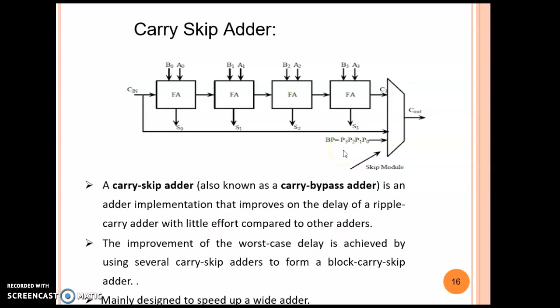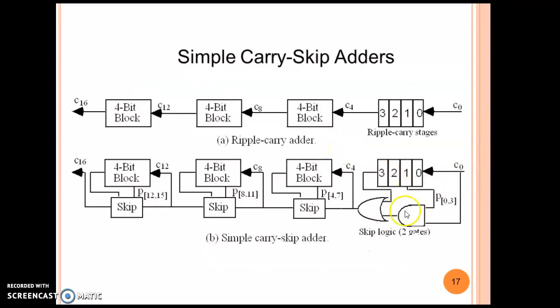So P3, P2, P1 and P0, if we AND all of them, and all the propagate terms are 1, then this block signal P0,3 will become 1. C0 is 1, then the AND gate output will become 1, this OR gate output will become 1, and C4 is 1. That means this stage's C4 is automatically ready depending only on C0. So your C0 will skip this block. That is the main benefit. This is helpful in wider adders and it will speed up the operation.